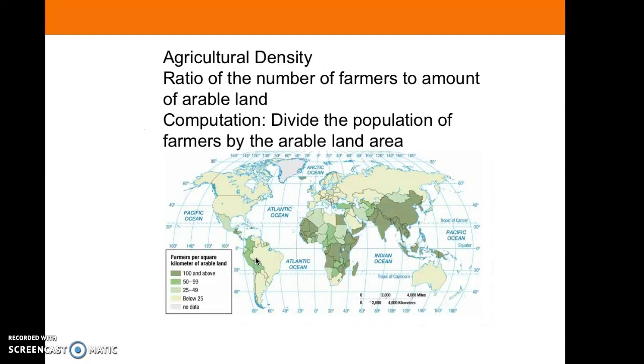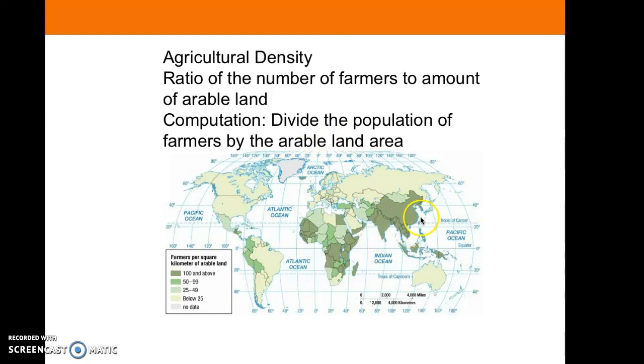And then the last measure is agricultural density. So now we're looking at the number of farmers to the amount of arable land. So how many farmers live in India compared to how much land can be farmed? And you can see that there's a high number of farmers for land that's able to be farmed. Same thing in China. And so what you're going to see is where people have an economy that's based primarily on agricultural growth, or where you have smaller farms where people are growing food for just themselves or just their villages, you're going to have a higher agricultural density.